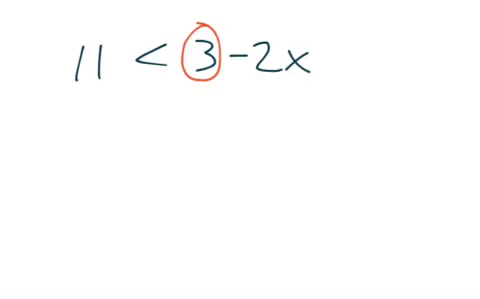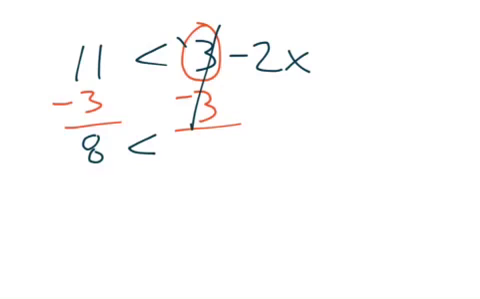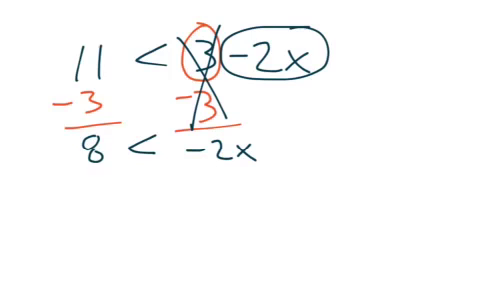The 3 is positive. So why is that important? Because to get rid of that 3, I'm going to minus 3, correct? I'm going to do a minus 3, minus 3. Let's see what we end up with. 11 minus 3 is 8. Less than. 3 minus 3 is 0. What is left over here is negative 2x.